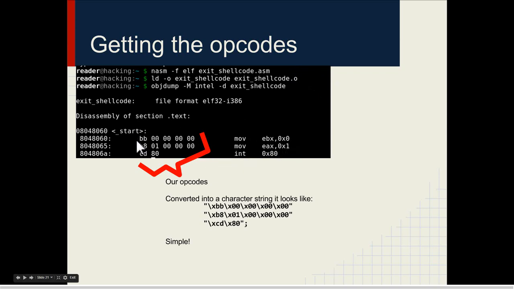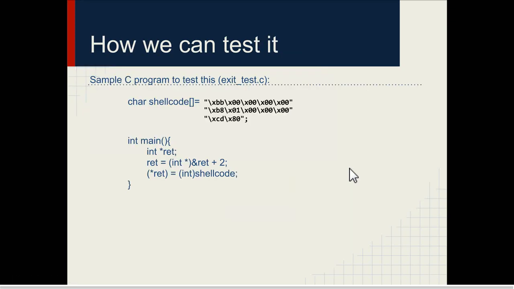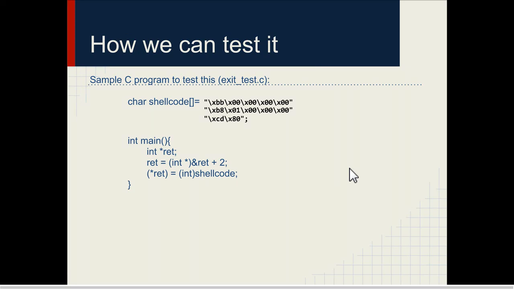And this is the shellcode, actually. When we convert it into a character string, we simply prepend the \x, and then \xbb \x00, and so on and so on. It's pretty simple and straightforward. However, it will work in certain cases, especially in this case where we render it as an integer to cause those characters to escape and thus be rendered in an executable format for the processor.